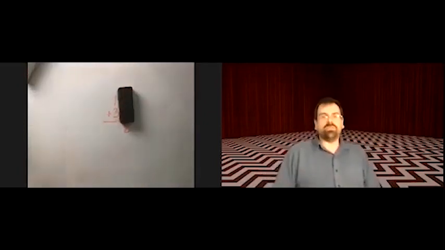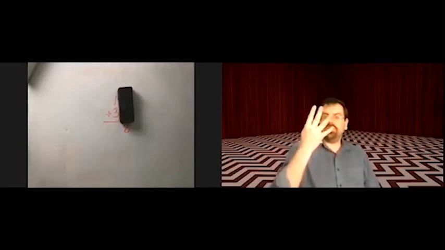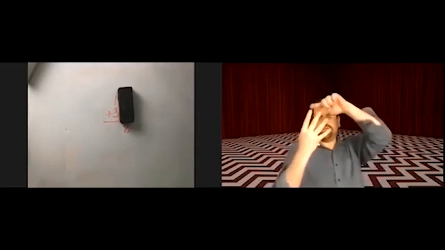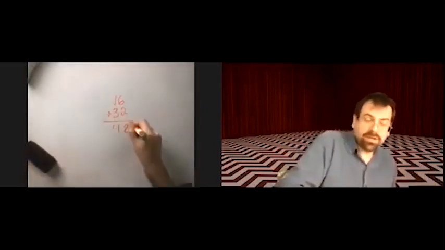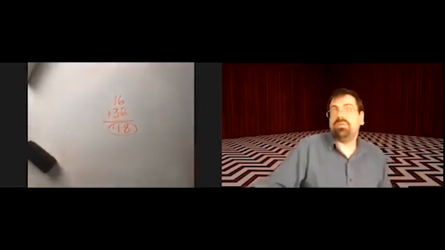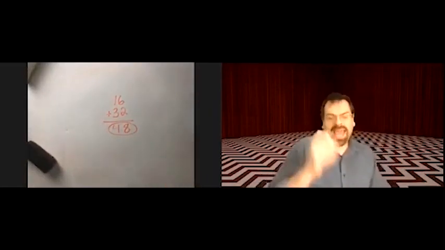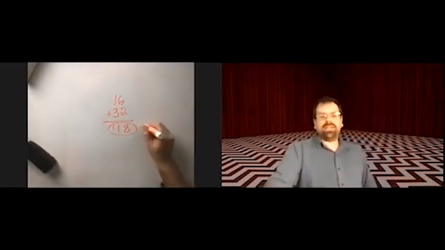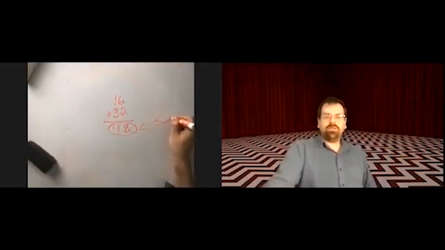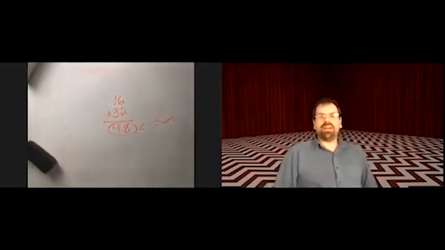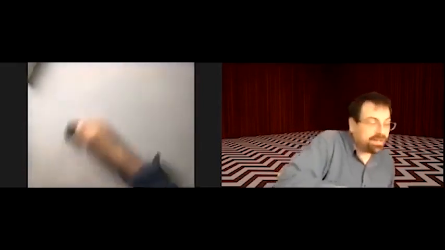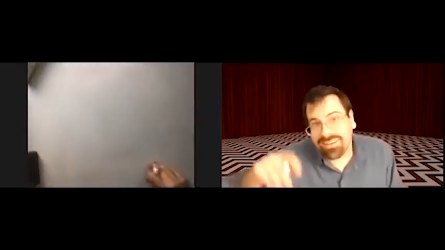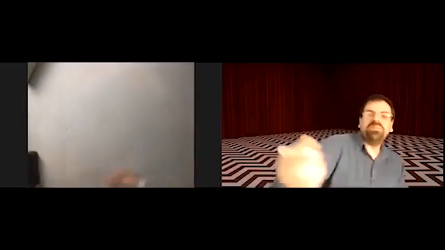Move to the next column. What's 1 plus 3? 1, 2, 3, 4. Added 3 to the 1, 4. So the answer here would be 48. When we add two numbers, our answer is called a sum. So let's find the sum of some other numbers.